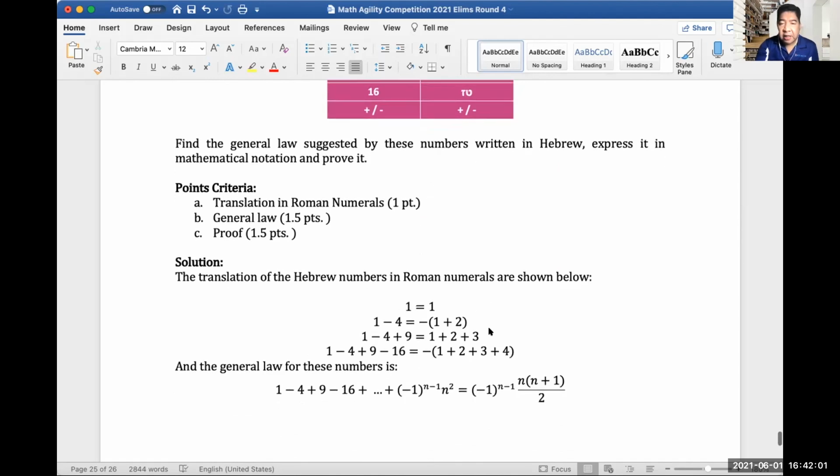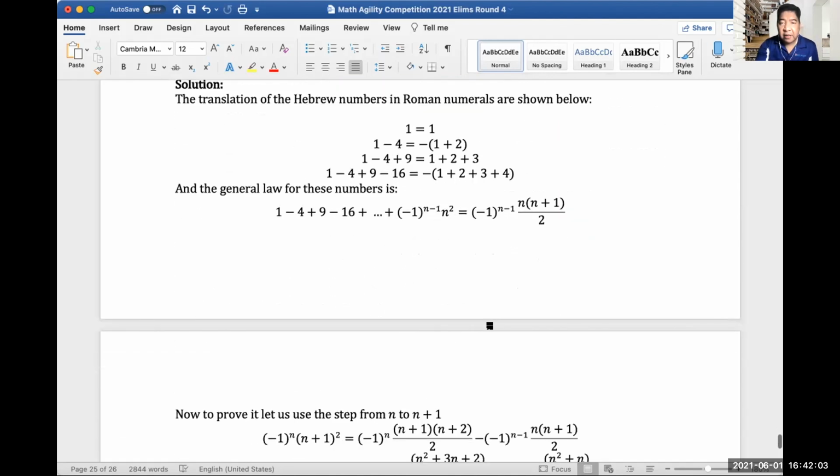So this is given. So 1 equals 1. 1 minus 4 equals negative quantity 1 plus 2. 1 minus 4 plus 9 is 1 plus 2 plus 3. And 1 minus 4 plus 9 minus 16 is negative quantity 1 plus 2 plus 3 plus 4. So we can find that the general law for this number is, so the sign changes, right? Starting from positive to negative. So we know that there will be a component for this.